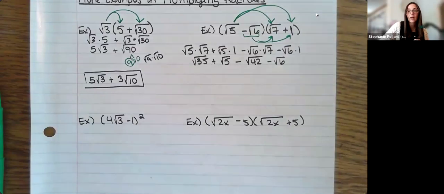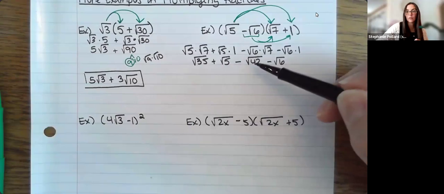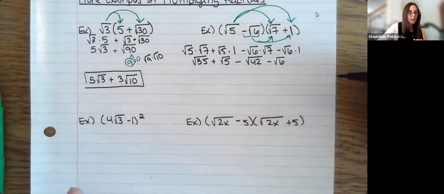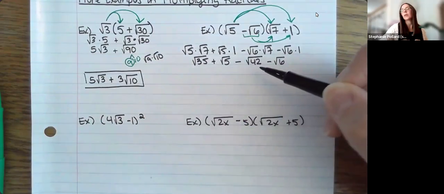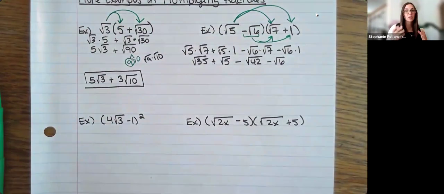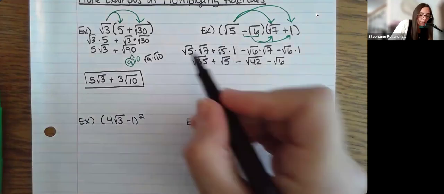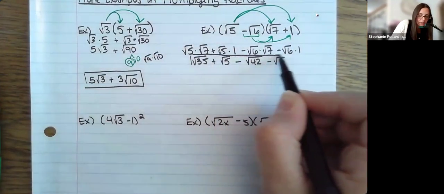Now for this example, I would see if I could combine any like terms. These are all different kinds of roots, so they're not going to go together. You could try breaking down the 35 and the 42, but you'll notice that there are no perfect squares there. So there's really nothing you can do. And this would end up being our final result here.